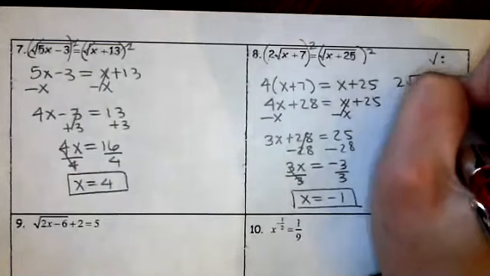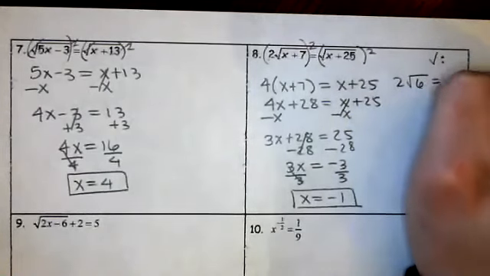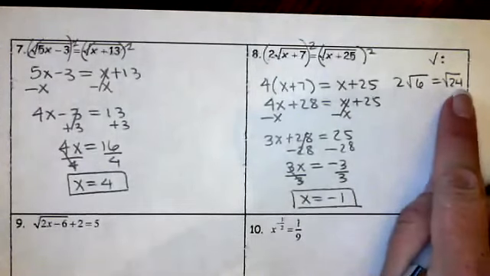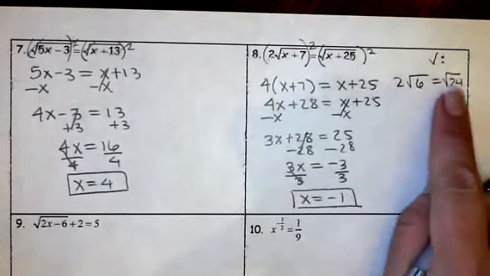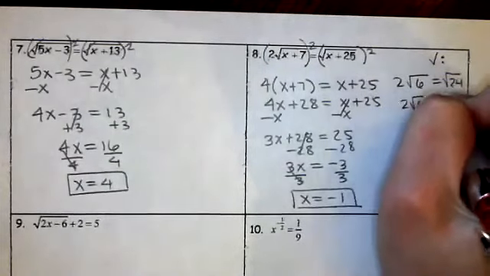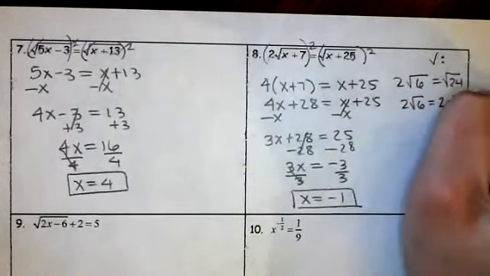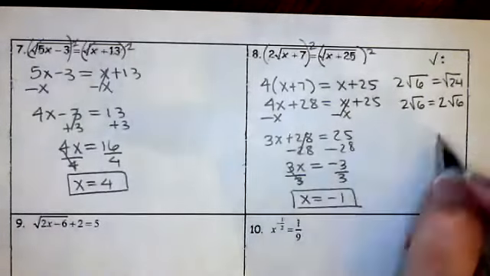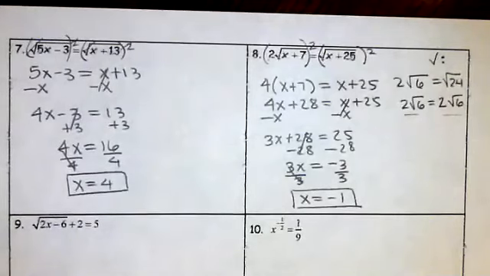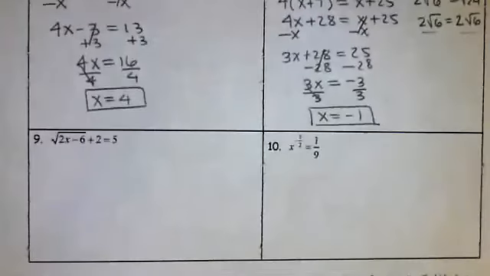We get 2 times the square root of 6 is equal to the square root of 24. Now we go back to, remember, to simplify this radical. The biggest perfect square that goes into that is 4. And so the square root of 4 is 2, and 4 times 6 gives us 24. And so there they are the same. So negative 1 is a solution. All right, over to number 9.